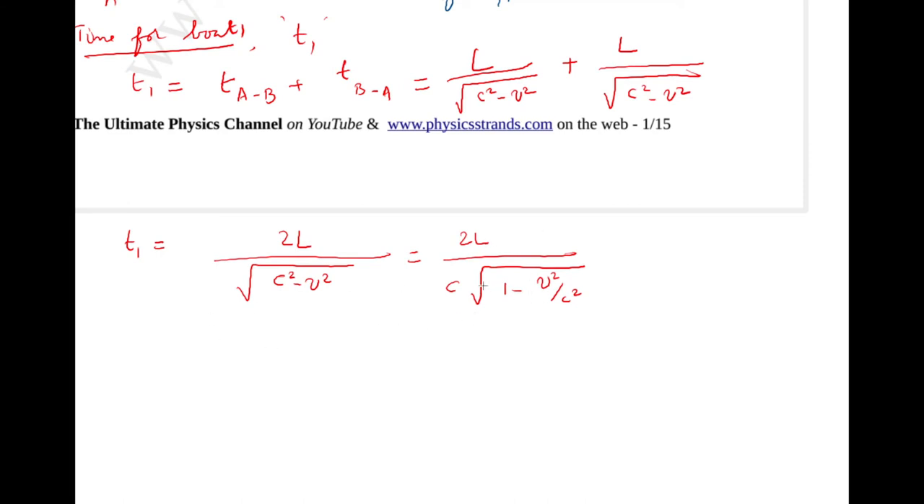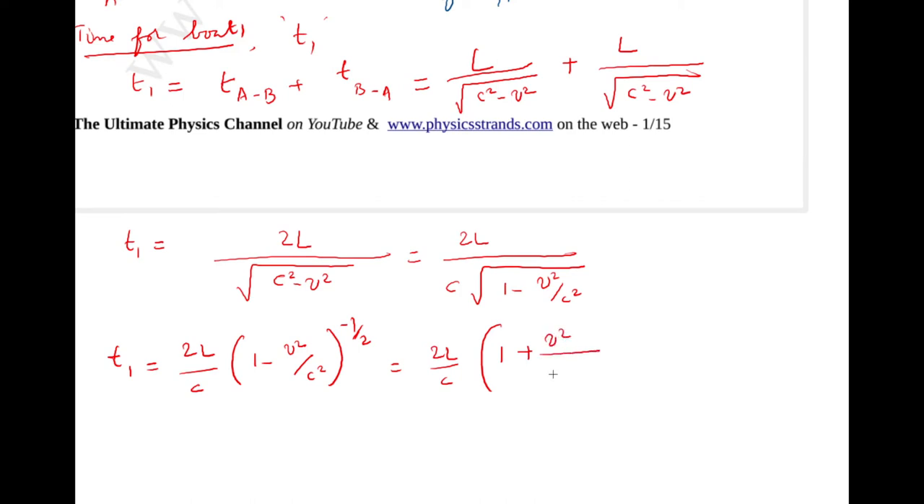Now I can expand this binomially to the first two terms so that I get the expression approximately. That is 2L over C, 1 minus V squared over C squared to the power minus 1 by 2. This is the actual expression that we have here. And this can be binomially expanded as 2L over C, 1 plus V squared over 2C squared. Because of the binomial expansion, there is a minus 1 and there is a minus, so effectively the sign becomes plus. And then of course there are additional terms which can be safely neglected in this particular case.